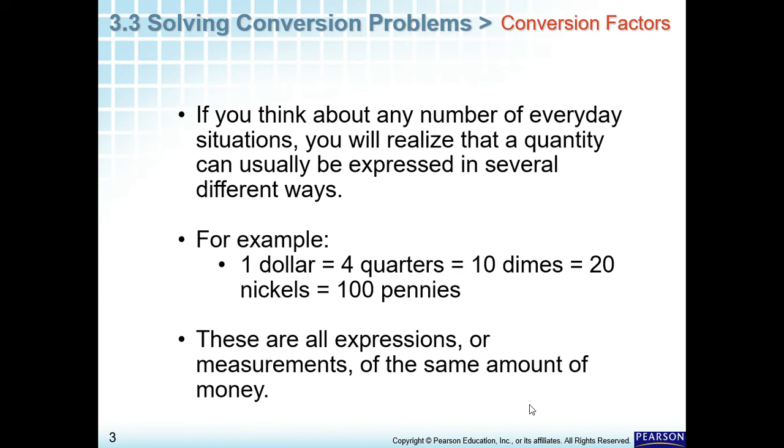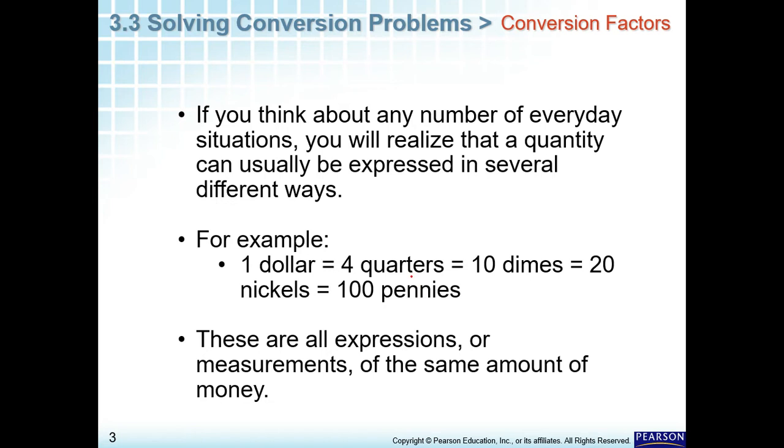If you think about any number in everyday situations, you can have a quantity of something and express it several different ways. Money is the easiest example to work with because you guys have worked with money since you were little children. For example, if I give you $1, I can hand you one single dollar bill, 4 quarters, or 10 dimes, 20 nickels, or 100 pennies. No matter which amount I give you, all of it is the same amount of money. It's worth the same.